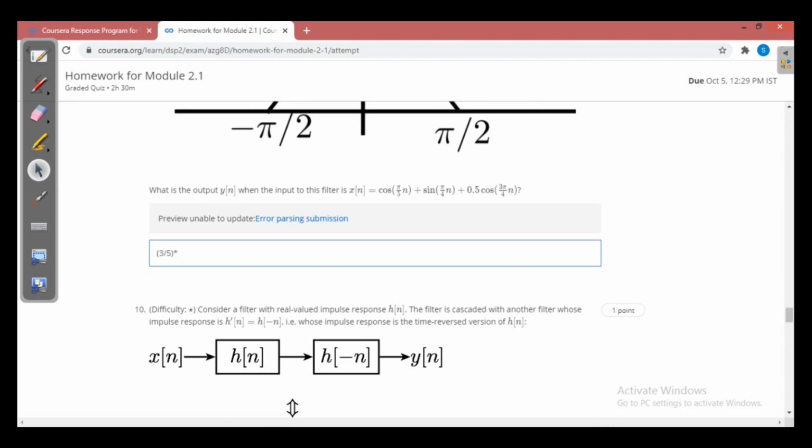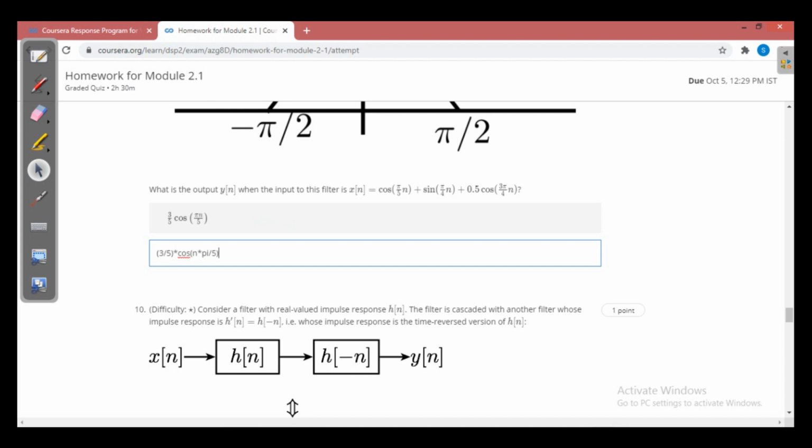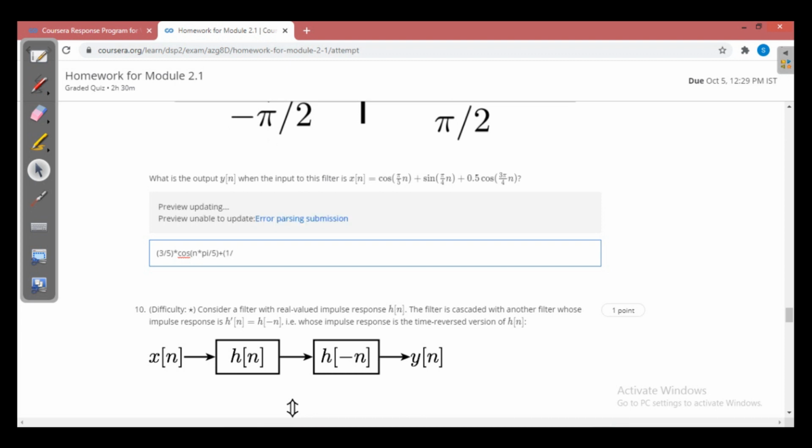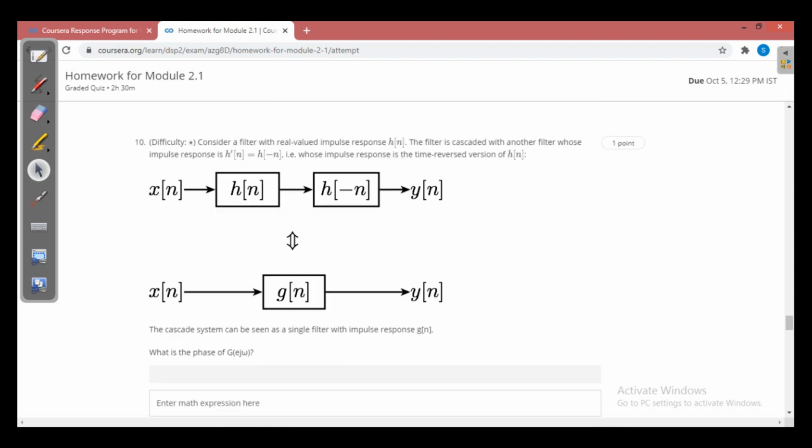So y of n is 3 by 5 into cos of n pi divided by 5 plus 1 divided by 2 into sine of n pi divided by 4. That's your answer. Let's see the 10th one.